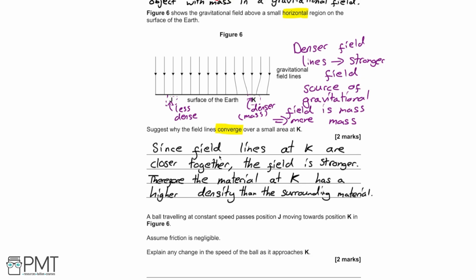In this question, we got 1 mark for saying that the field is stronger, which is due to the field lines being closer together, but the mark was for saying the field is stronger. And we got 1 mark for saying that the material at K has a higher density. You didn't need to quantify it by saying than the surrounding material, but it's nice to have.